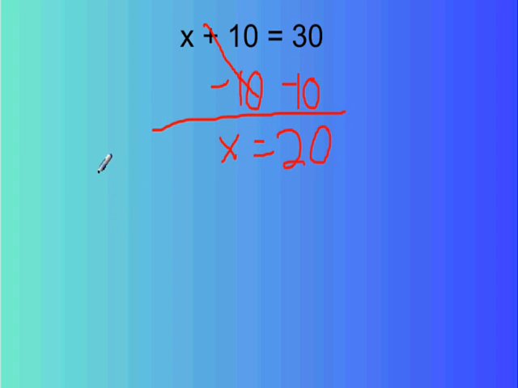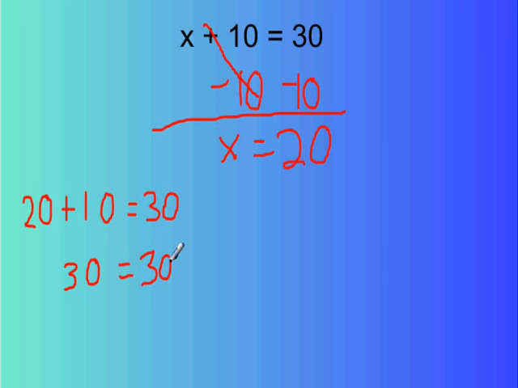Now we have to check our answers. Substitute x for 20 in the original equation. 20 plus 10 is 30, and 30 equals 30. So now we know that our answer was correct.